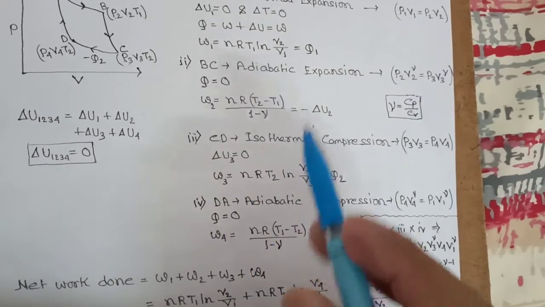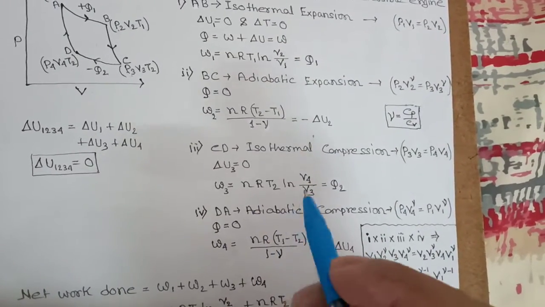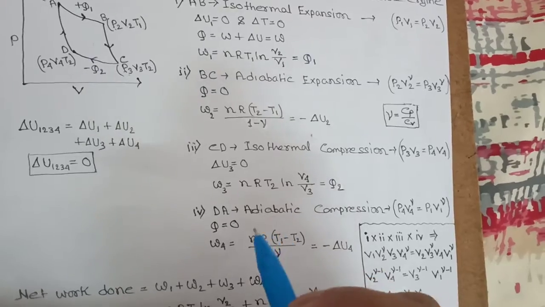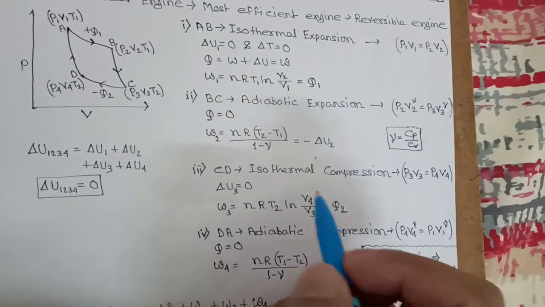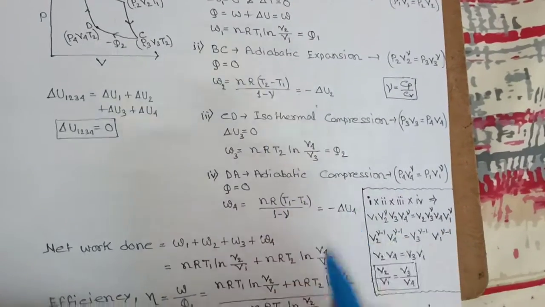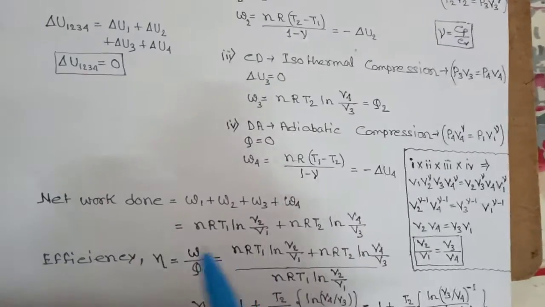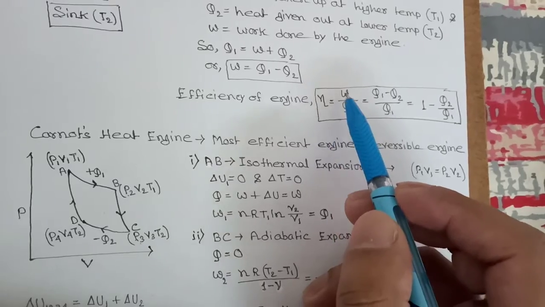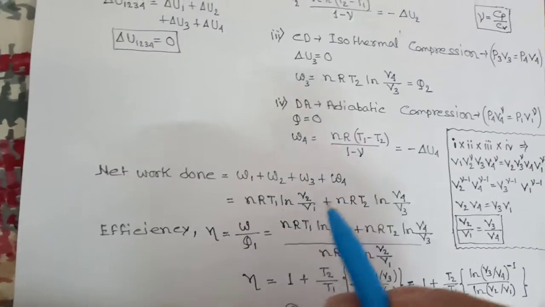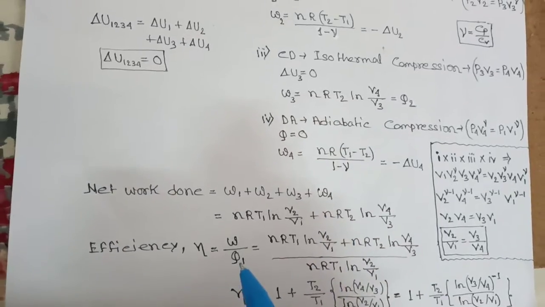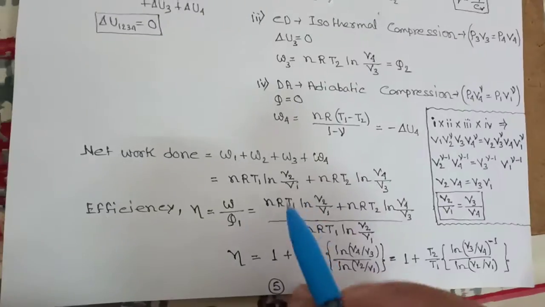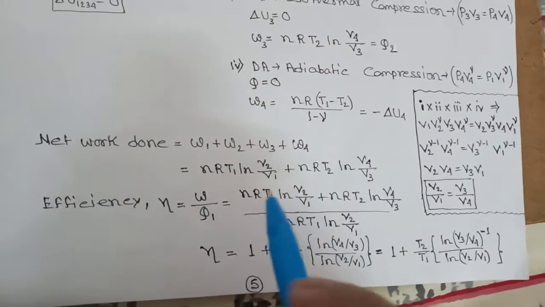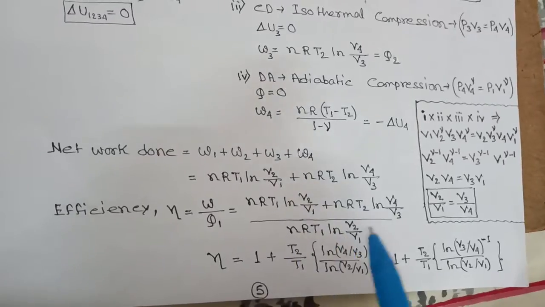So when we sum all the work formulas, we will get W1 plus W3, because W2 and W4 will cancel out. Now we know the formula for efficiency. Eta is equal to W by Q1. So in place of W we write this, and in place of Q1 we write nR T1 ln V2 by V1. Now we will divide all the terms by nR T1 ln V2 by V1.